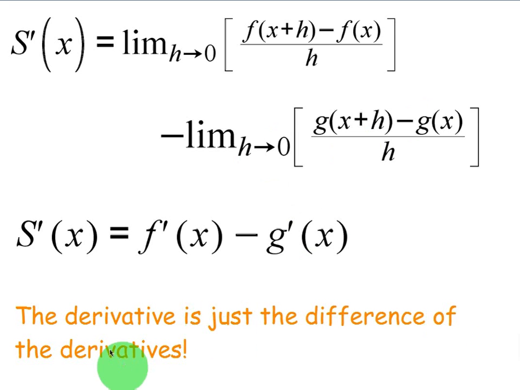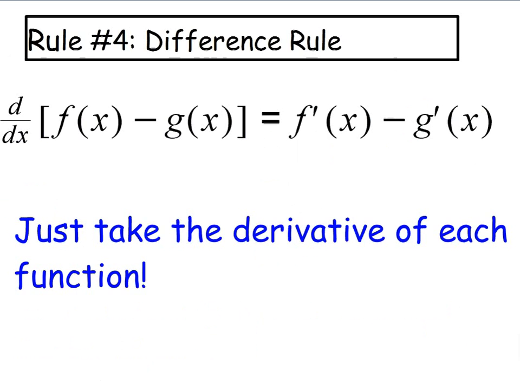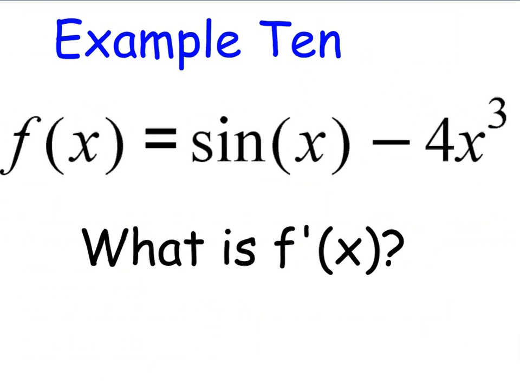That's it. And here is your rule, written out more formally. The derivative of the difference between two functions is f prime of x minus g prime of x. Just take the derivative of each function and then just subtract them. That's why it's called the difference rule.